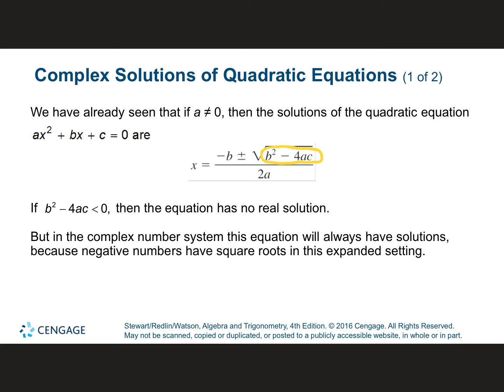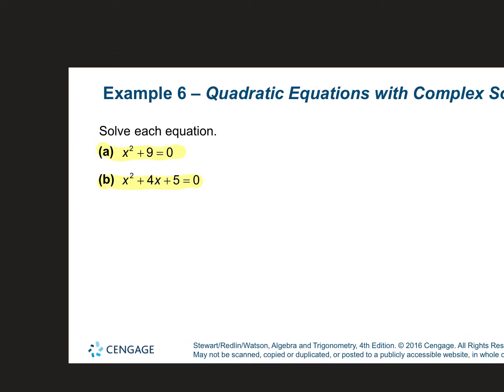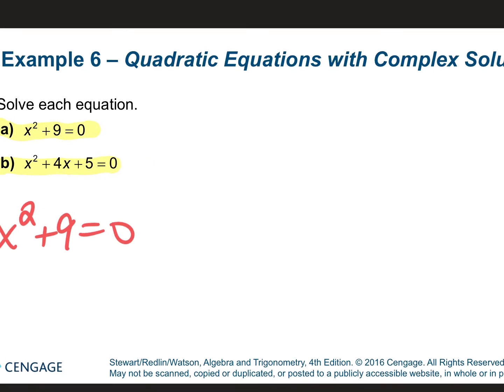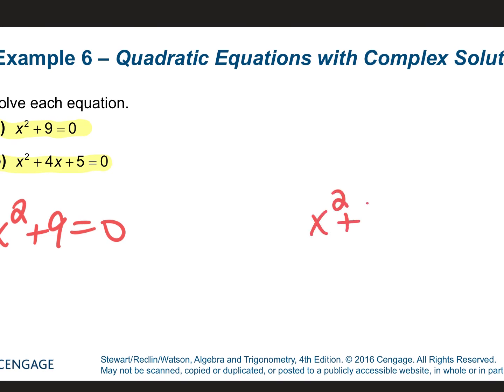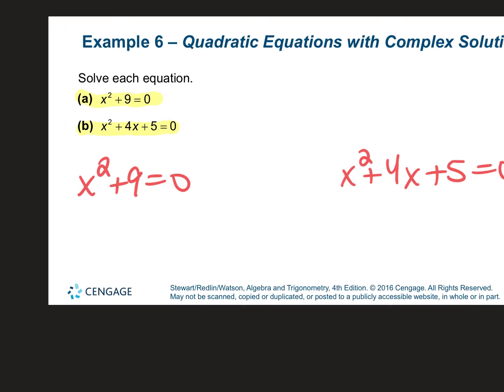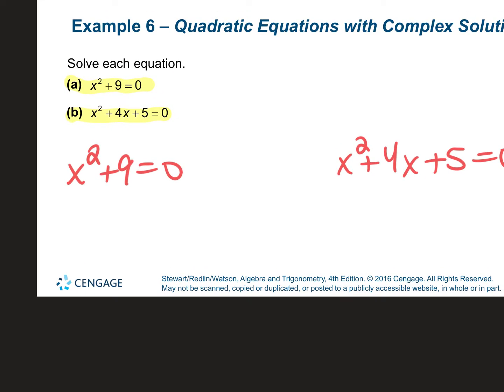All right? If we come to these two problems, anything highlighted we're going to do. These two problems are different. First of all, they look different because A says x squared plus 9 equals 0, and B says x squared plus 4x plus 5 equals 0. Look at these two equations. They're both quadratics. I know they're both quadratics because they're x squared. But they're different because the first one does not have a b term. It doesn't have a term that just has a plain old x with it.